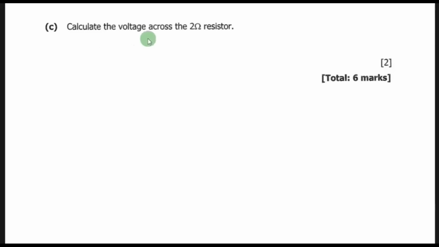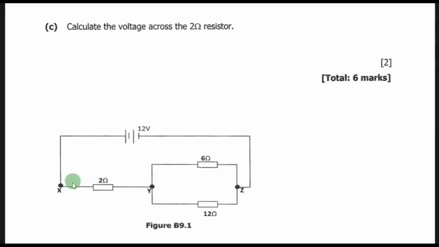C, calculate the voltage across this 2 ohm resistor. So this 2 ohm resistor here, what will be its voltage after knowing the current? So simple, voltage is equal to current times resistor. So voltage will be equal to the current flowing here and the resistor itself. The current we have found is 2 and the resistor is 2, so 2 times 2 is going to be 4. So if here there's 4, then here there's actually 8.